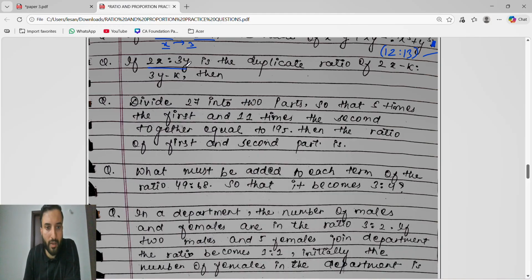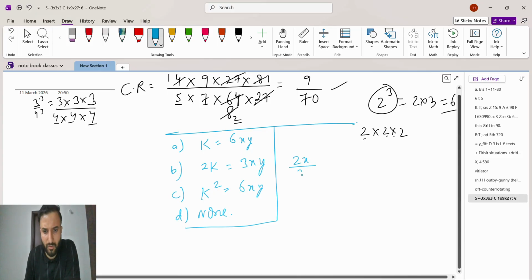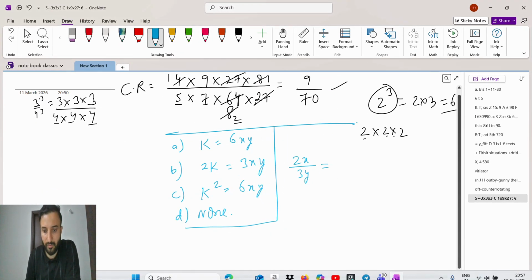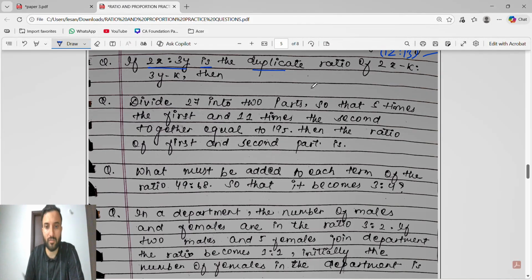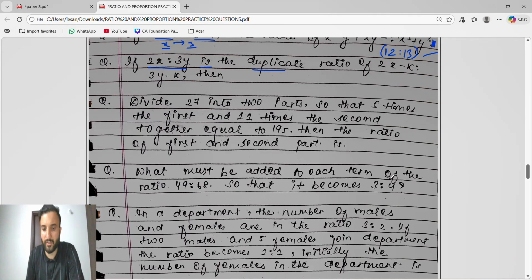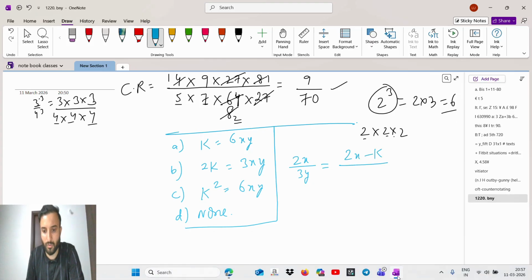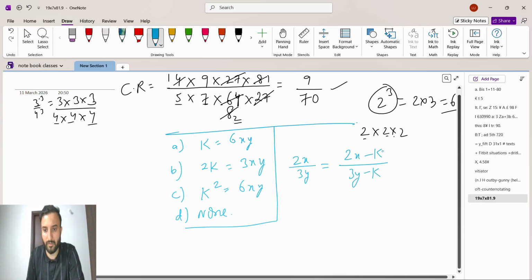See, if 2x is to 3y, so what have they told? They told 2x is to 3y. Is means equal to the duplicate ratio. Duplicate means square. The square of 2x minus k is to the square of 3y minus k, that is, 3y minus k whole square.